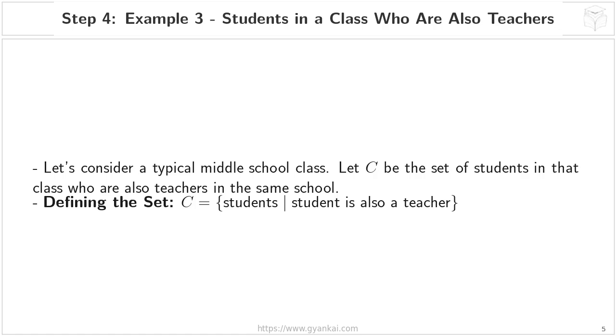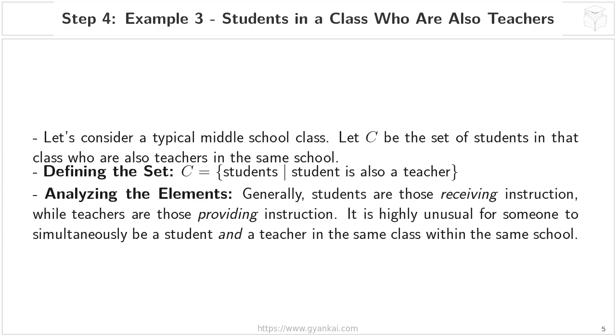So mathematically, we write this as C equals the set of all students such that the student is also a teacher. Remember that, such that just means with the condition that. Now let's analyze what elements could possibly be in this set. Think about the roles of students and teachers. Generally, students are the ones receiving instruction, being taught by someone, and teachers are the ones providing that instruction. It's quite unusual, wouldn't you agree, for someone to be simultaneously a student, actively learning in a class, and a teacher, actively teaching in that same school, especially within the same class.